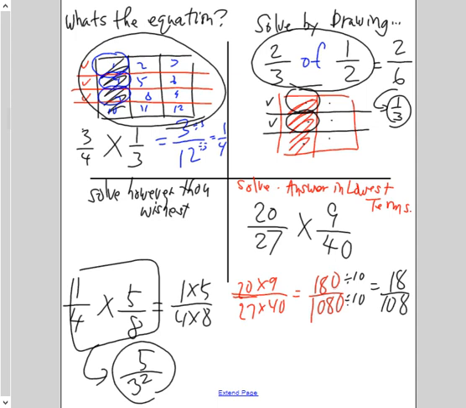Now I have to ask myself, what number is divisible into 18 and 108? Right off the bat, we know that 2 is, right? Because it ends in an even number. But are there other numbers that are also divisible into those? And then we have to know our divisibility by 3.